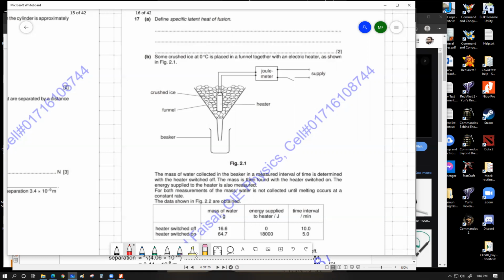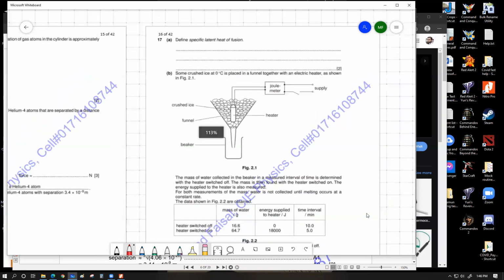After the specific time interval has passed, you have to physically remove the beaker carefully, not to splash or spill water, and then measure the masses. One thing I need to point out is that here they have given us two different measurements. Have a look at the table.